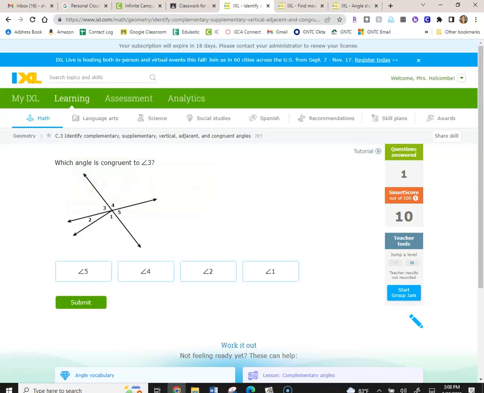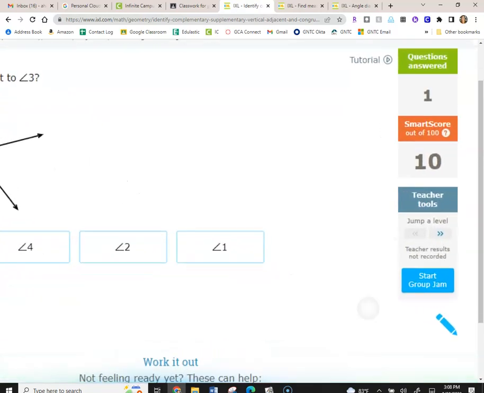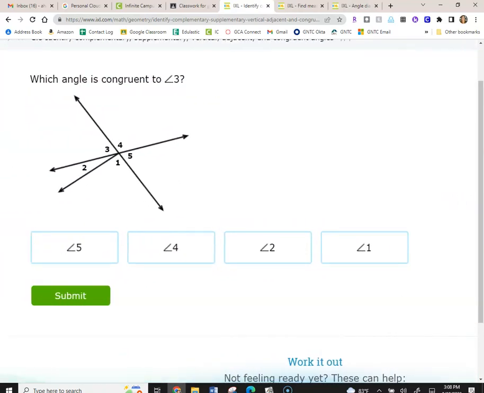Okay? Don't answer out loud. Look up here. In your mind, think. If you can't read it from the back, I'll read it out loud. Which angle is congruent? Oh, yes, I can. Okay, hold on. Which angle is congruent to 3? Hold on.